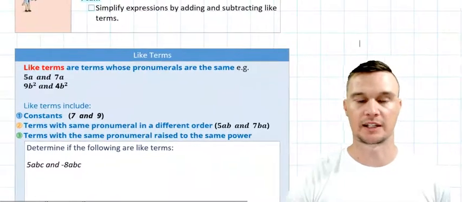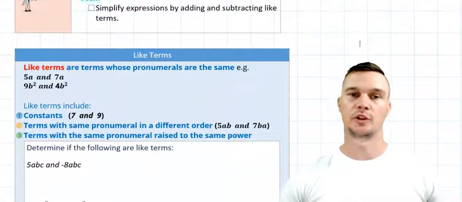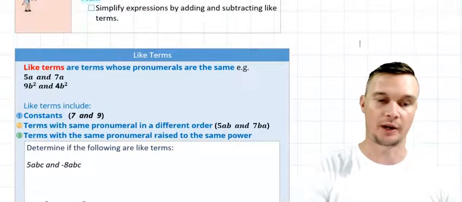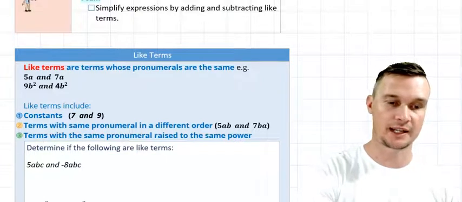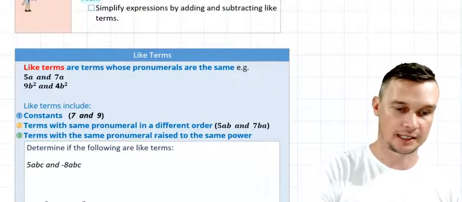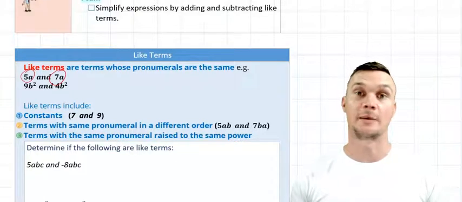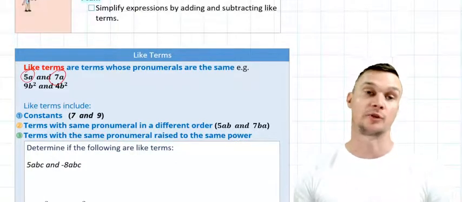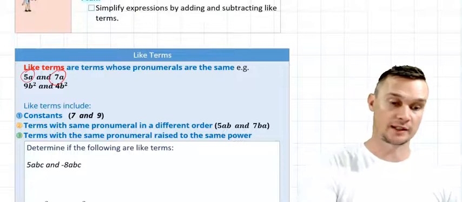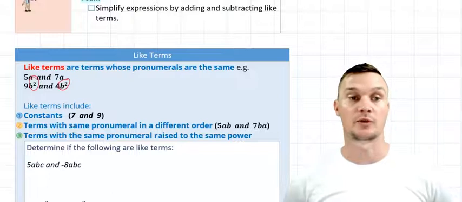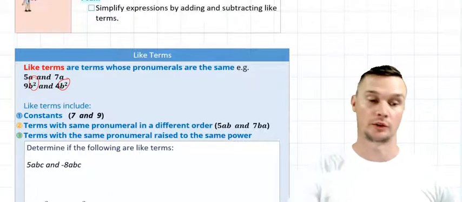I'll get you to write this down. Like terms are terms whose pronumerals are the same. So the example we've got there, we've got 5a and we've also got 7a. If we did a drawing of this, you'll see that the pronumeral is the same, a, in both. So they're an example of like terms. We also have ones in which they might have a power, so 9b squared and 4b squared. They are also like terms.